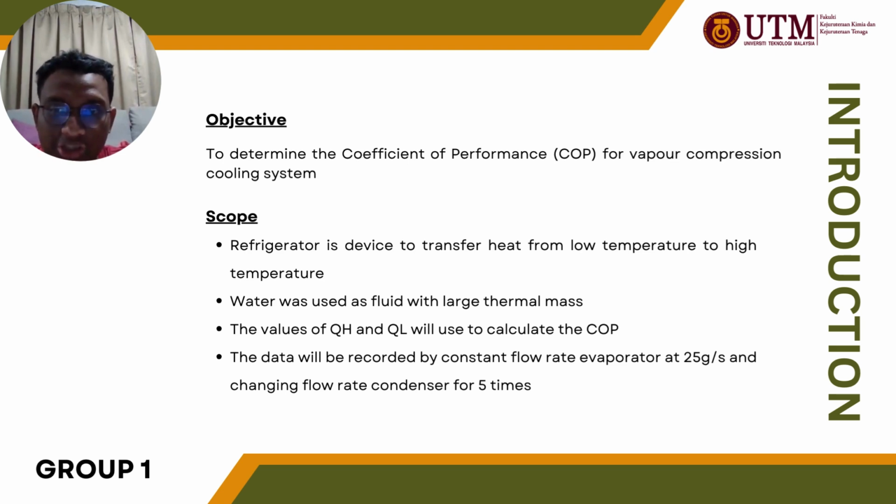The scope of this experiment: a refrigerator is devised to transfer heat from low temperature to high temperature. In this experiment, we use water as a fluid with large thermal mass. Then the values of QH and QL will be used to calculate the coefficient of performance, COP. And the last one, the data will be recorded with a constant flow rate at the evaporator of 25 grams per second and changing the flow rate at the condenser 5 times.